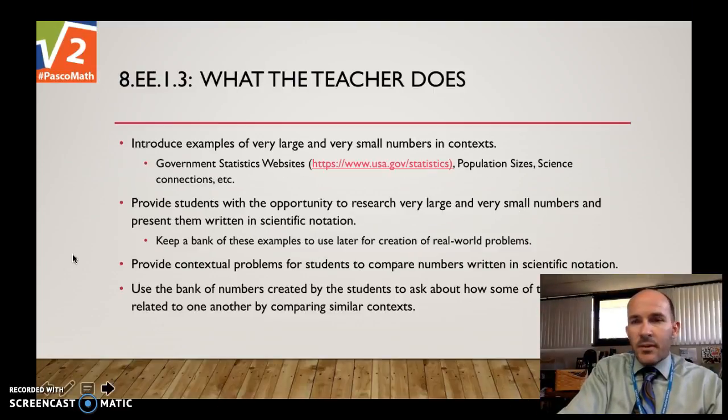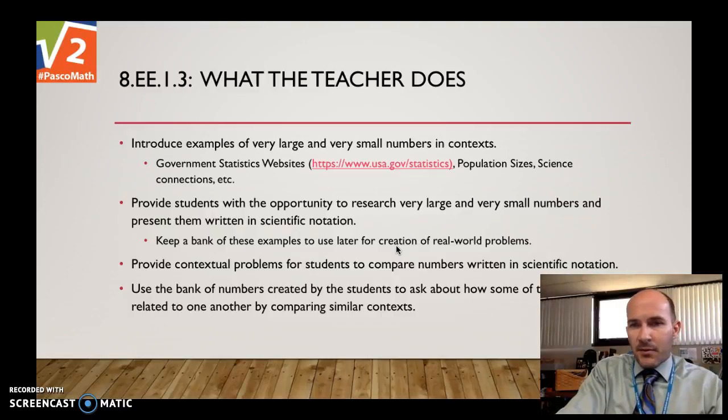So let's look at what the teacher could be doing in a classroom. And so the first thing they can do is introduce examples of very large and very small numbers in context. There's a variety of ways to get numbers. You can look at government statistic websites. I got one right there, www.usa.gov/statistics. Population sizes, science connections, a lot of ways to get very large and very small numbers.